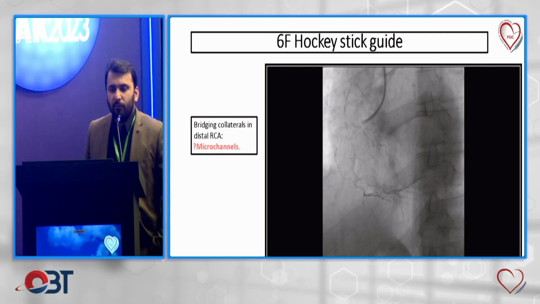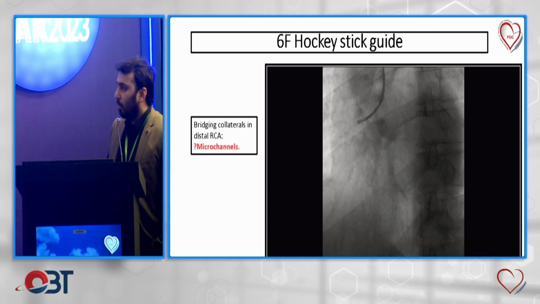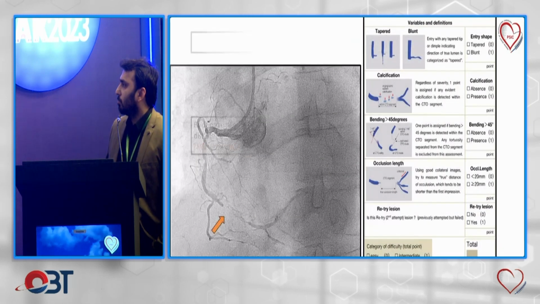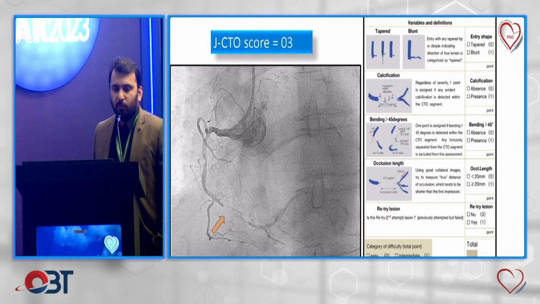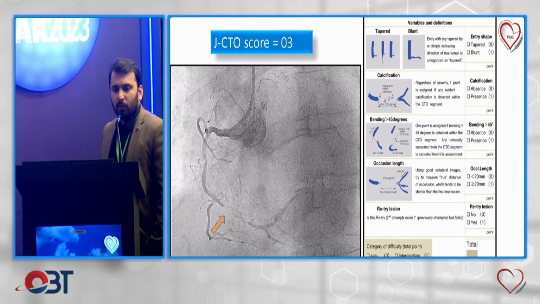So a strategy was decided for the PCI, in which we decided to go for the antegrade wire strategy. Used a 6 French hockey stick guide, and one can see the bridging collaterals. Here in this picture, the arrow shows the total occlusion, and there are ipsilateral bridging collaterals, which are appearing like microchannels. The J-CTO score overall is 3.